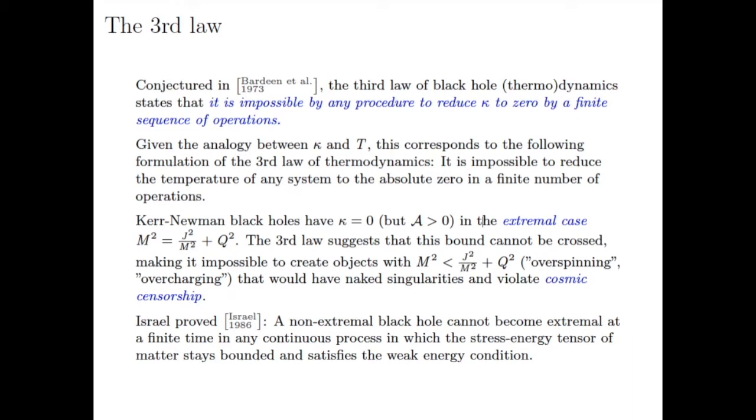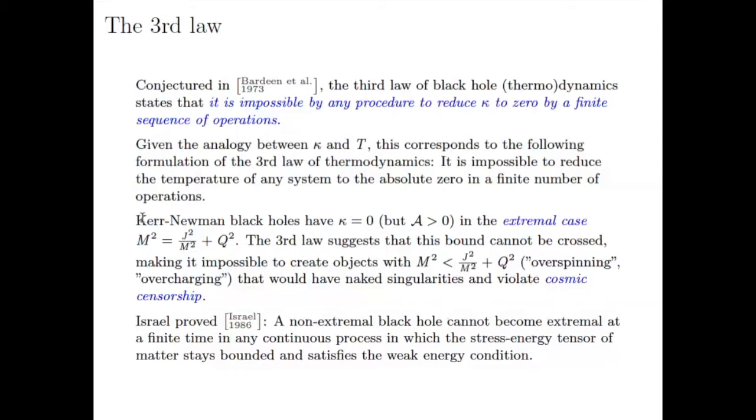Essentially, what the third law suggests is that this bound cannot be crossed. So suppose you have a charged black hole or a rotating black hole, and you want to overcharge it or overspin it by throwing charged particles in there, or throwing massive particles in there in a slanted way such that it increases the angular momentum. If you start with a non-extremal Kerr-Newman black hole and you do these kinds of processes, you should never be able to reach this exact value, and you should never be able to cross this value.